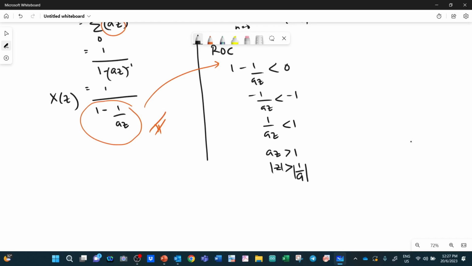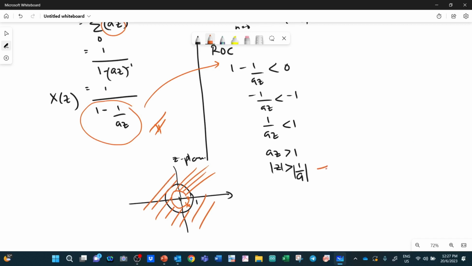For example, if you draw the ROC on the z plane, you have 1 for the unit circle. Let's say 1 over a is here, this radius. Since z is more than 1 over a, the ROC covers the unit circle, which means that this is stable.